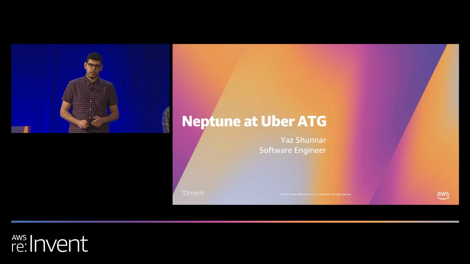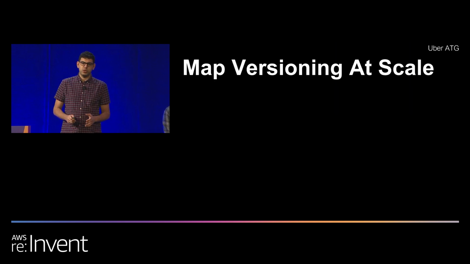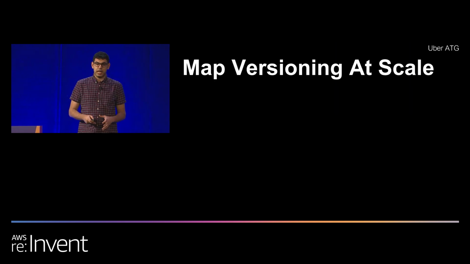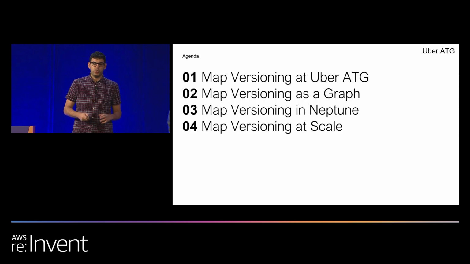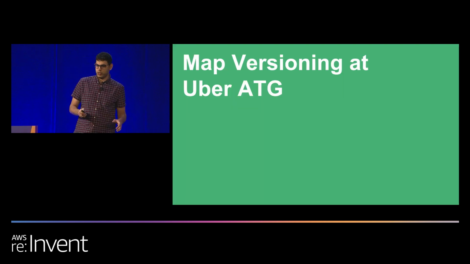ATG stands for Advanced Technologies Group. We are Uber's primary driverless car subsidiary. We're talking a little bit about how we handle map versioning at scale. We're going through 4 things: map versioning at ATG, map versioning as a graph, map versioning in Neptune, and map versioning at scale.